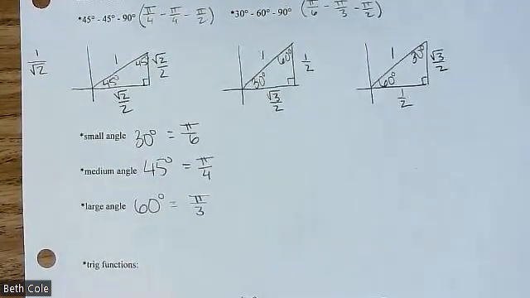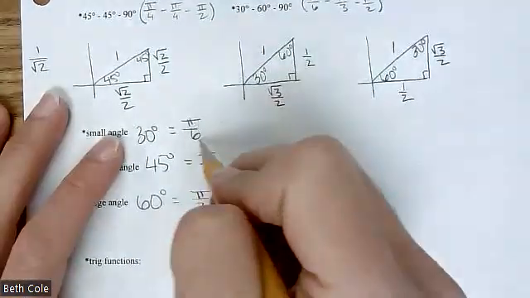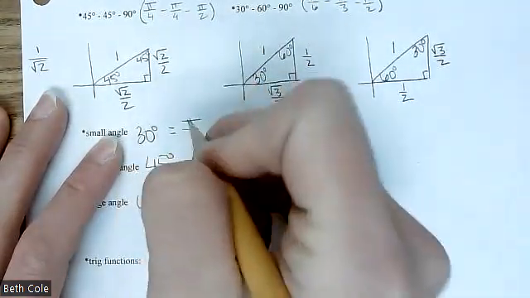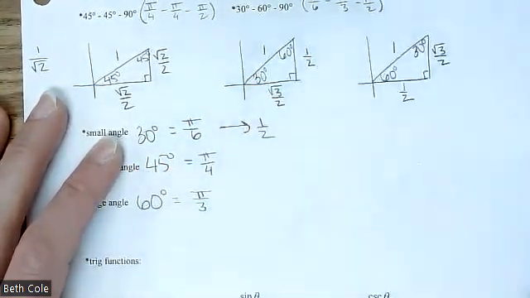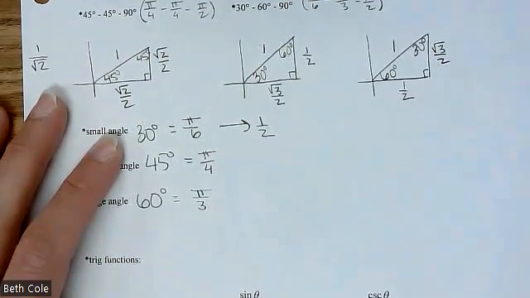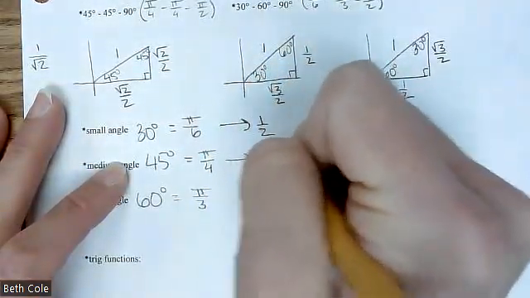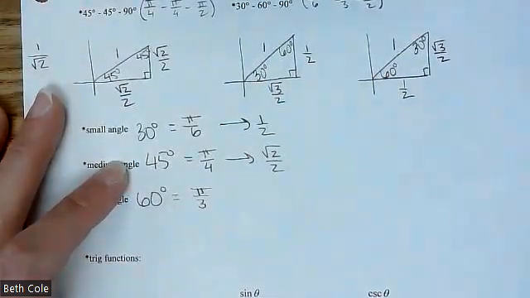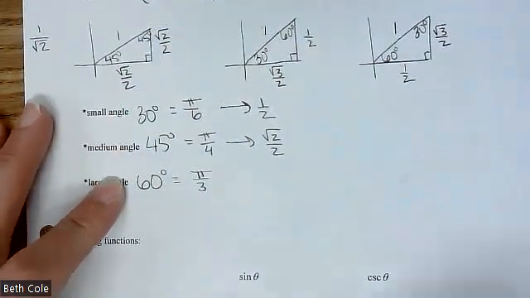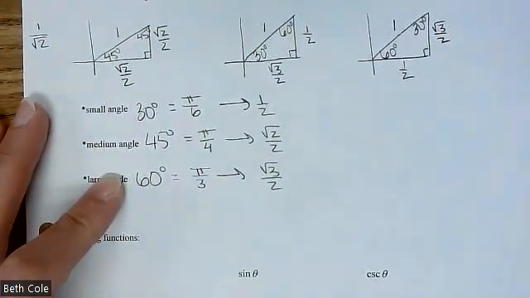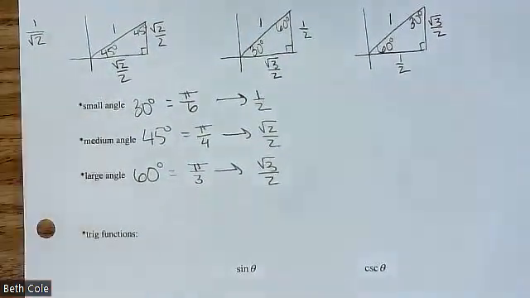And then you just have to remember what goes across from them. Across from the smaller angle, you get the smaller side, which is a half. Small goes across from small. Across from the medium one, you get the medium side, which is square root of 2 over 2. And across from the larger one, you get the largest side, which is square root of 3 over 2.